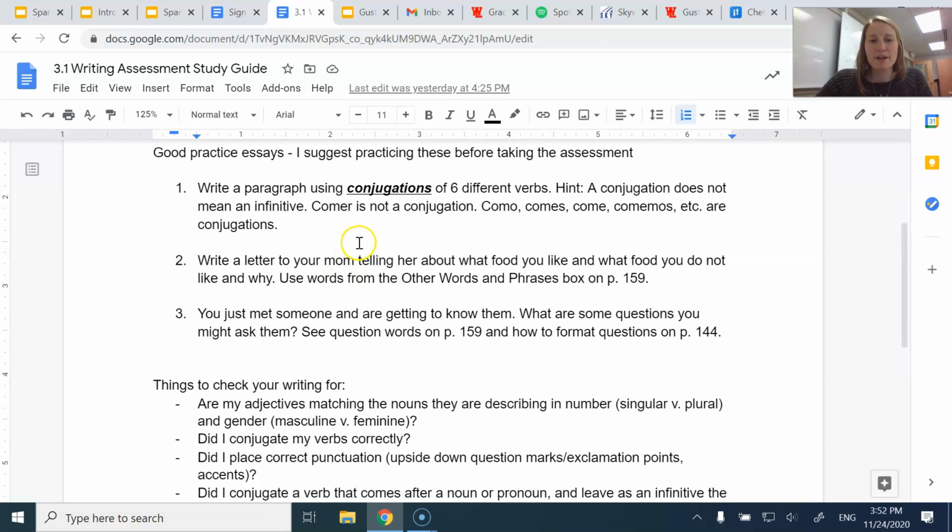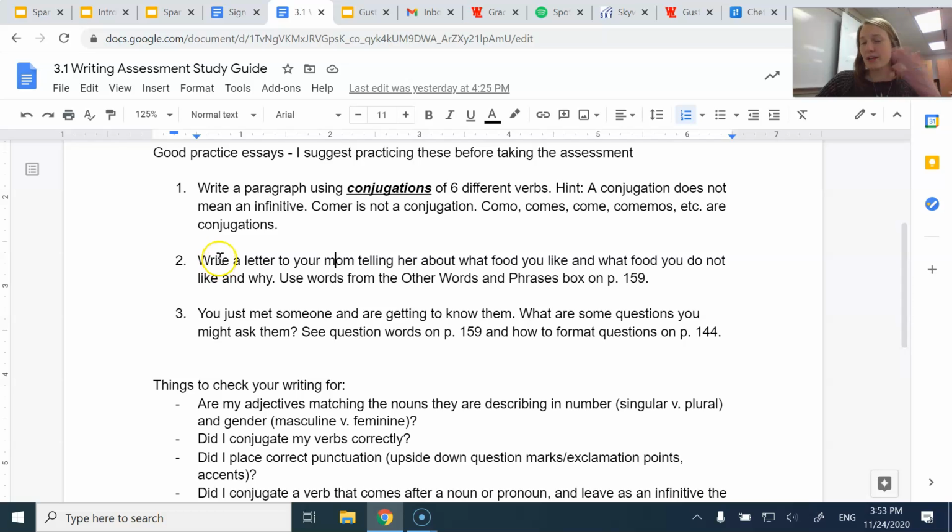The first one is write a paragraph using conjugations of 6 different verbs. Hint, this is something that we keep missing all the time. A conjugation does not mean an infinitive. Comer is not a conjugation. So if I say, me gusta comer, I did not conjugate comer. Or tengo que comer, I did not conjugate comer. Como, comes, come, comemos, etc. are conjugations.